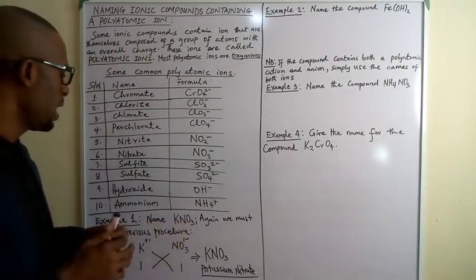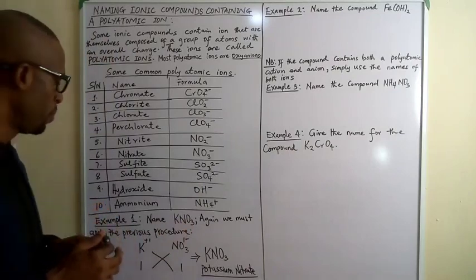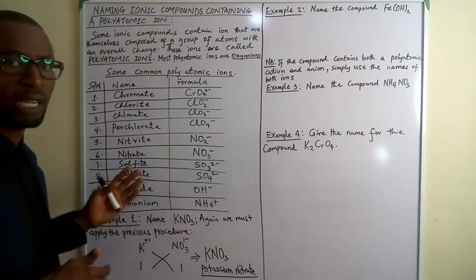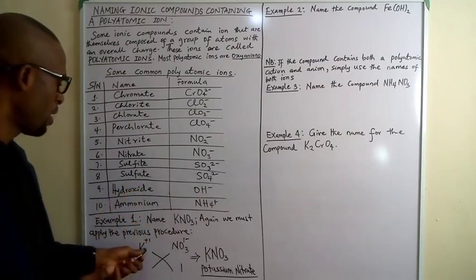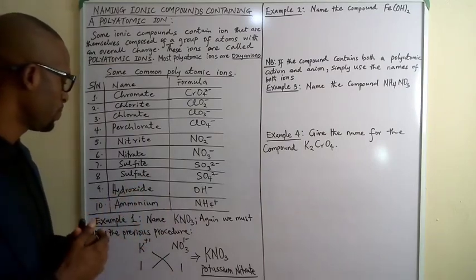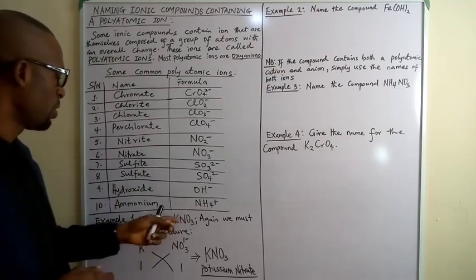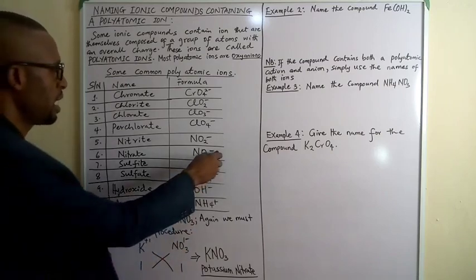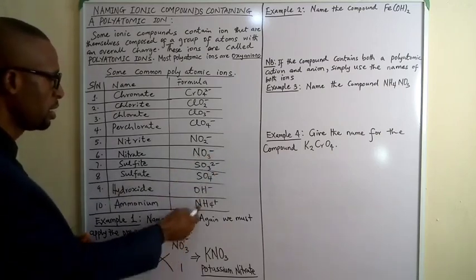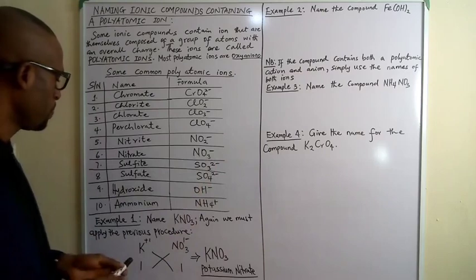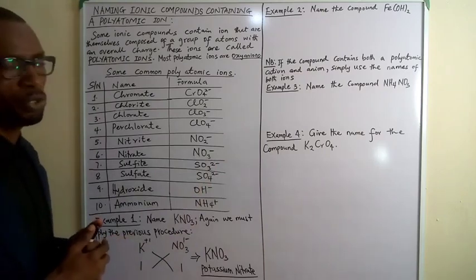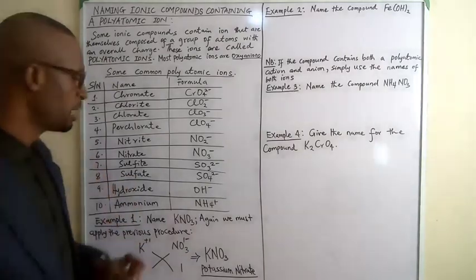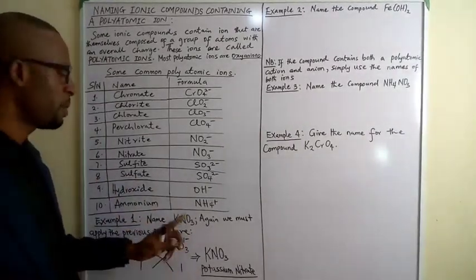So here is KNO3. If you break it into its 2 ionic components, the cation and the anion, you have your potassium ion, K plus, and you also have your NO3 minus ion, which is the nitrate ion. The potassium ion has a +1 charge, and the nitrate ion has a 1 minus charge.